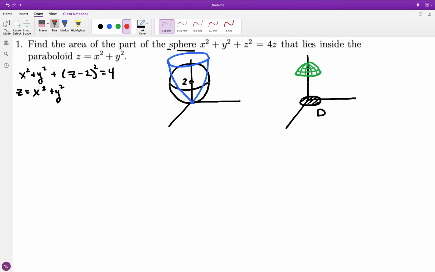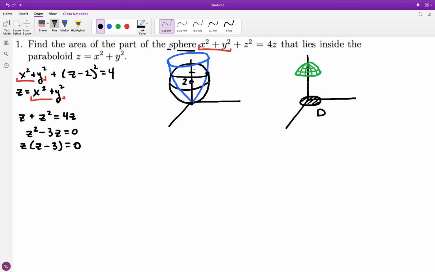So I see that the paraboloid is described by z equals x squared plus y squared, and there's a term of x squared plus y squared in the sphere equation as well. I can also see it in the original sphere equation that didn't have the square completed. So replacing x squared plus y squared with z, I get the following equation, and that tells me the z values of intersection. So the paraboloid intersects the sphere at z equals 0, and it also intersects at the level z equals 3. Let me get that in terms of x and y. So if I carry 3 back to the paraboloid equation, I get that 3 equals x squared plus y squared.